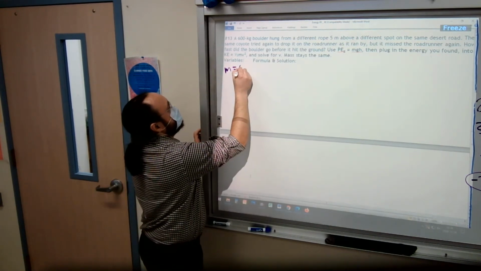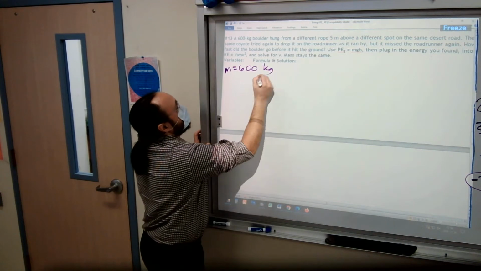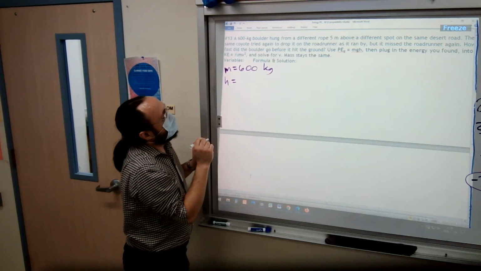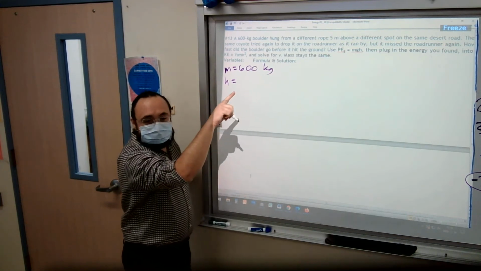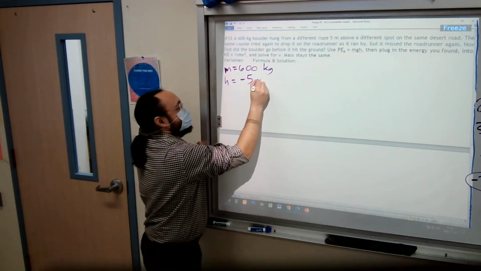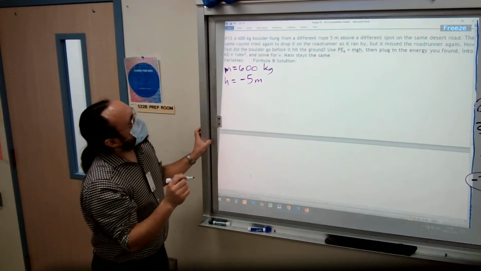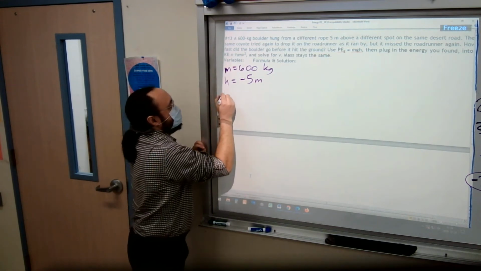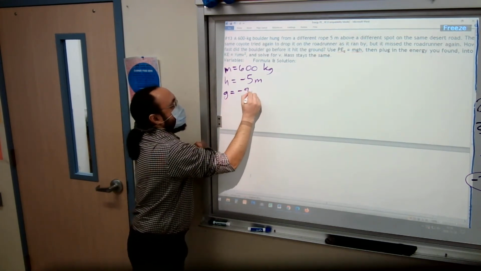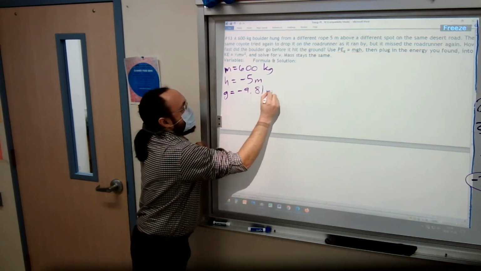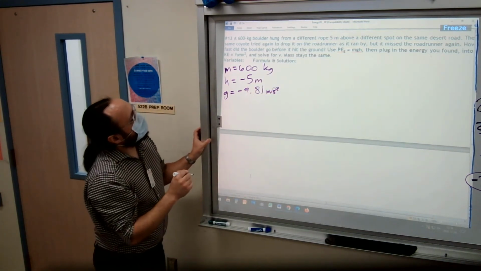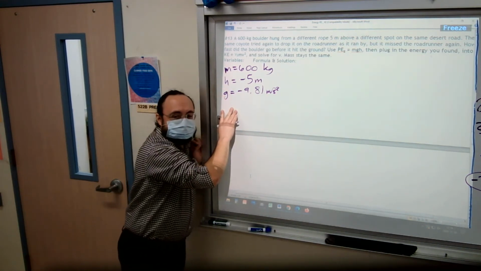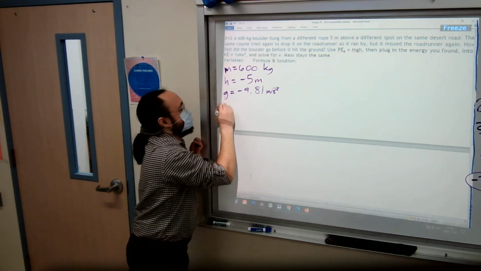So our mass of this boulder is 600 kg. It hung from a rope 5 meters above. That's our height. And remember, your height is always negative because that thing has the potential to fall down that distance. We're on Earth because it's got a coyote right there, and coyotes are on Earth. And it's asking how fast. So we can't go straight to how fast. First we have to figure out its potential energy.